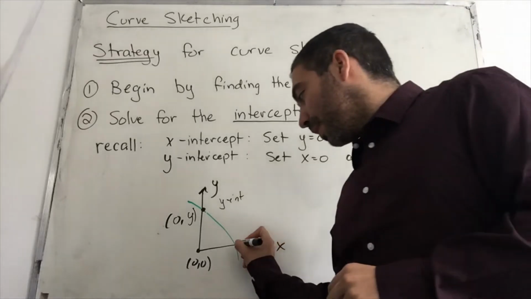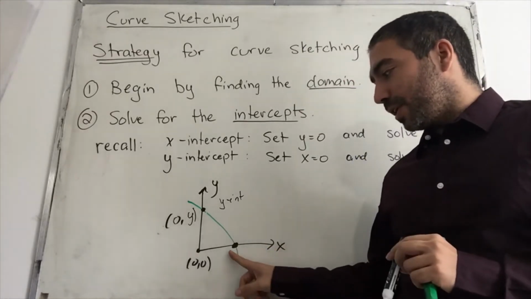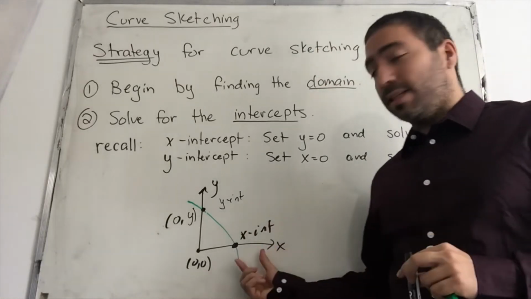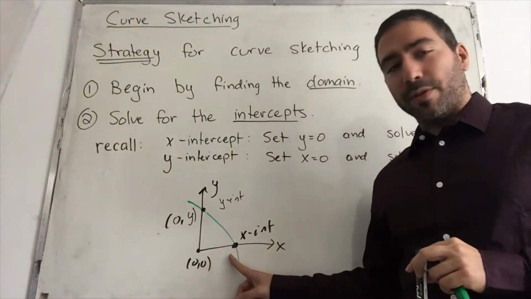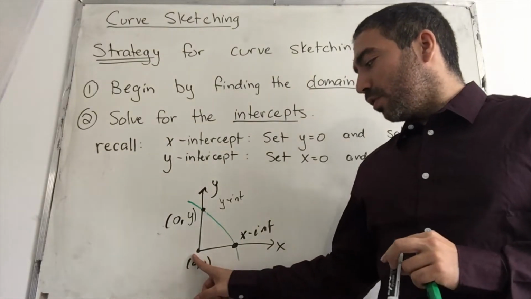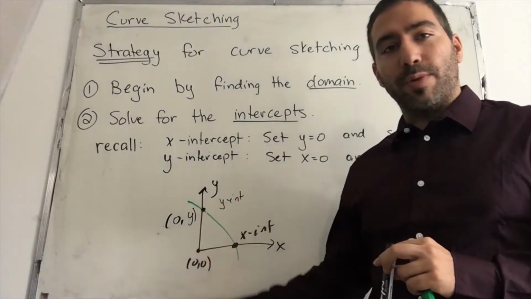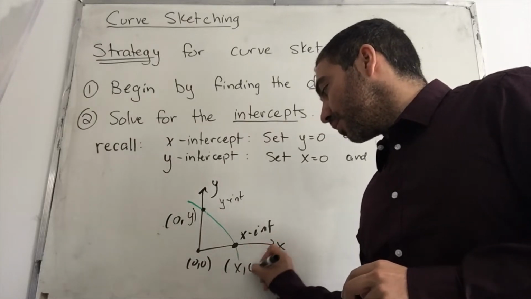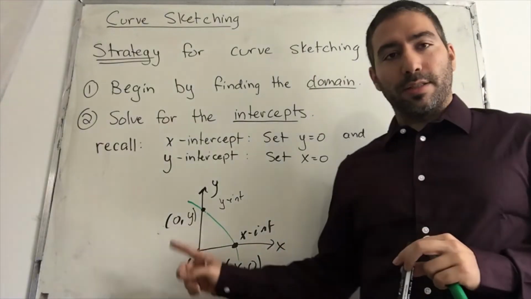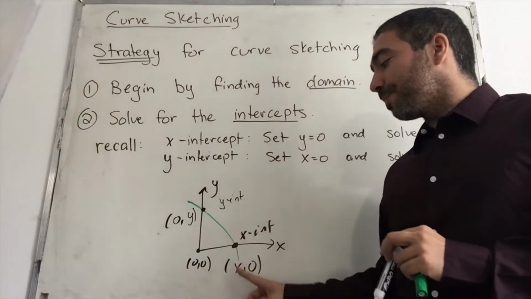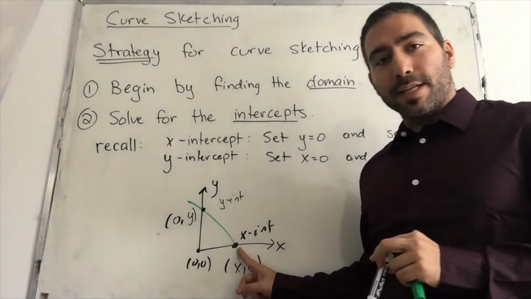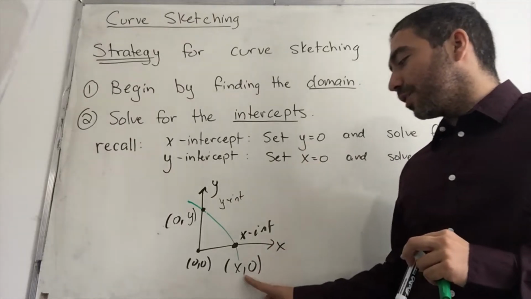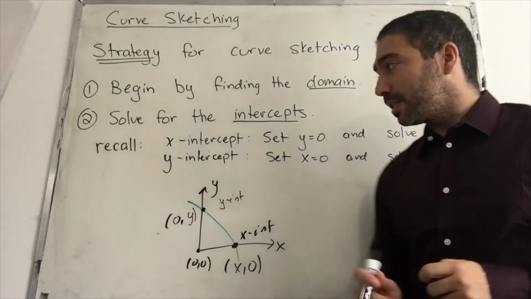Same for the x-intercept. Whenever you're looking for the x-intercept, notice it's on the x-axis. It's where it intersects the x-axis. And what do we know about this point? Well, from the origin, we only moved on the x-axis. We didn't go up or down. We didn't move on the y. So we know that the point here is x comma 0 because we didn't move on the y-axis. So whenever you're looking for the x-intercept, you're setting y equal to 0, and then you're going to solve for your x. So that's the idea.